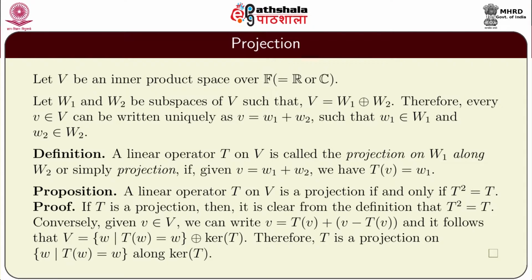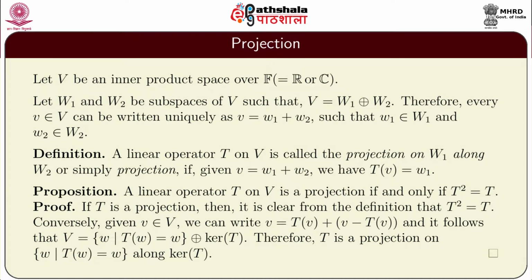Let V be an inner product space over the field F, which is the field of real or complex numbers. Let W1 and W2 be subspaces of V such that V is the direct sum of W1 and W2. Therefore, by the definition of direct sum, every vector v in V can be written uniquely as w1 plus w2, such that the vector w1 is coming from the subspace W1 and the vector w2 is in the subspace W2.